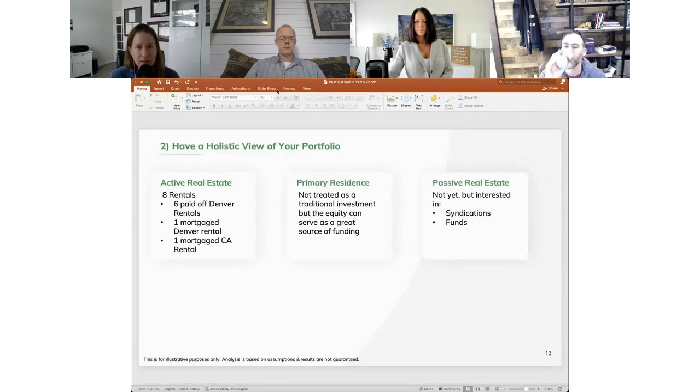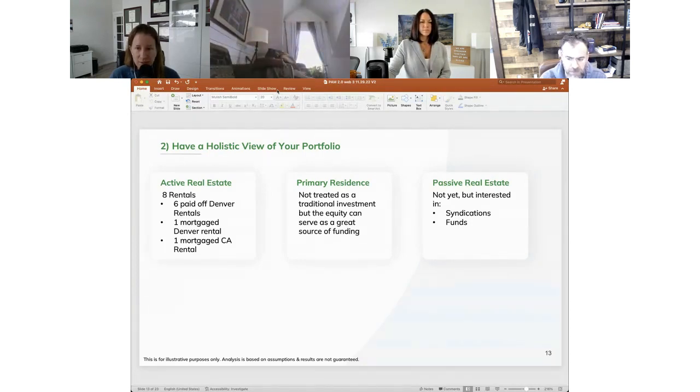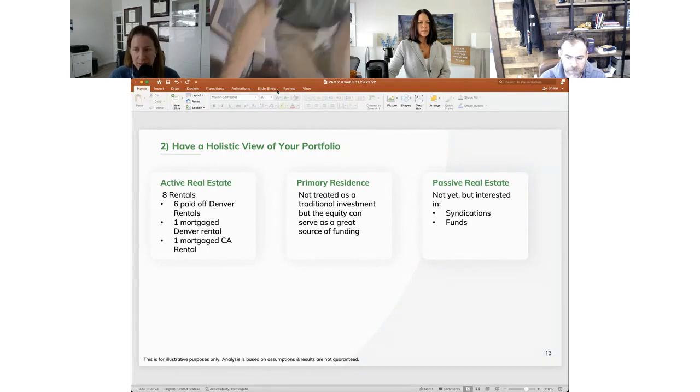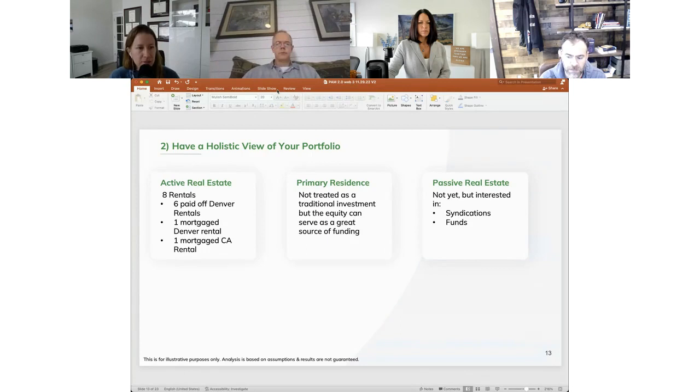So step 2 is have a holistic view of your portfolio. Going into his active real estate, he has 8 rentals. 6 are paid off Denver rentals. 1 is a mortgaged Denver rental, and 1 is a mortgaged California rental. He also has a primary residence. And again, we don't treat that as an investment property, but it can be an opportunity to utilize your equity. And then passive real estate. He does not have any passive real estate yet, but he possibly is interested in a syndication or fund opportunity as well.